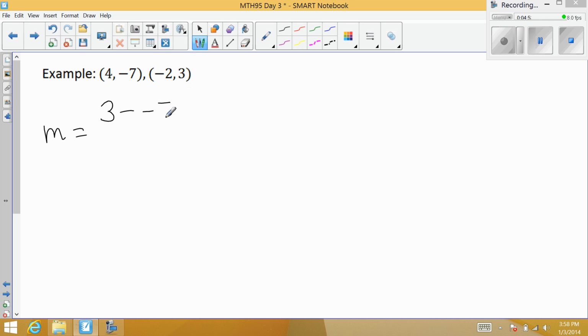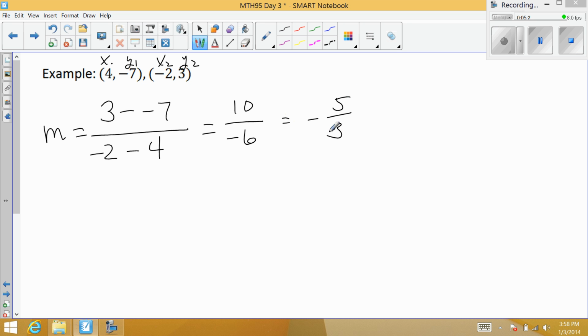y2 subtract y1 over x2 subtract x1. And again, if you find it helpful, go ahead and label these values x1, y1, x2, y2. 3 subtract negative 7 would be 3 plus 7, which is 10. Negative 2 subtract 4 would be negative 6, and that would reduce down to negative 5/3.